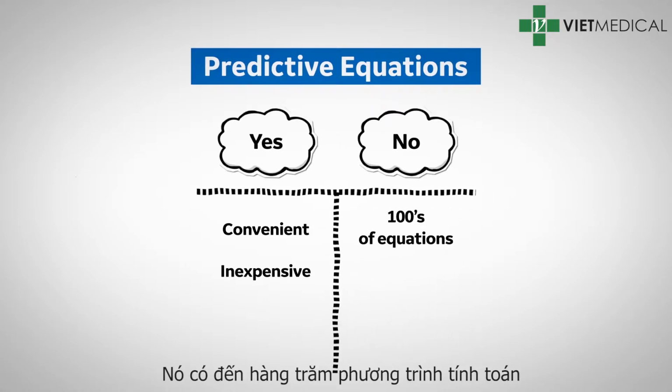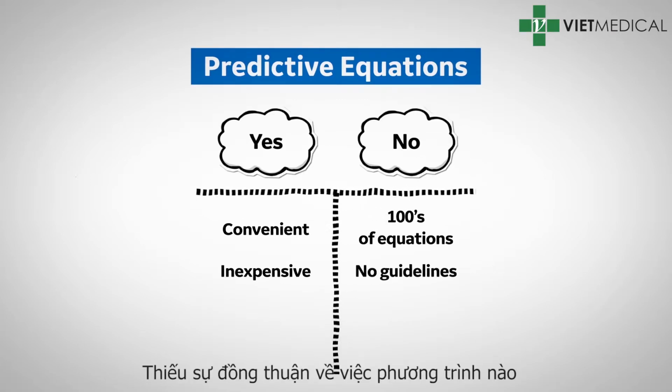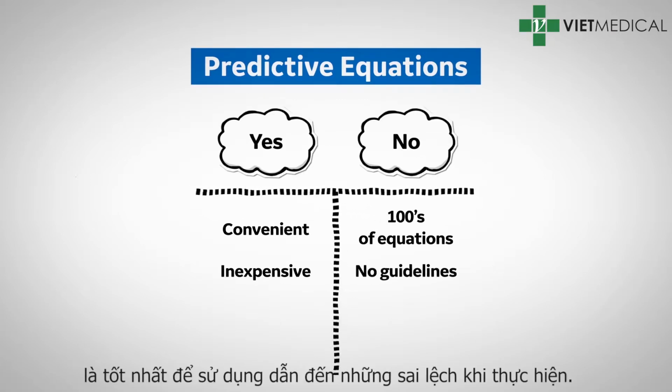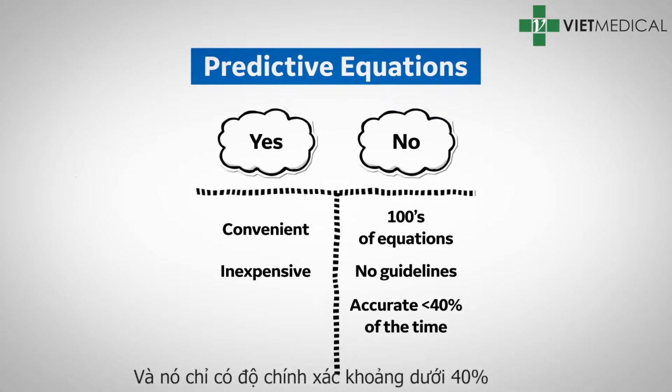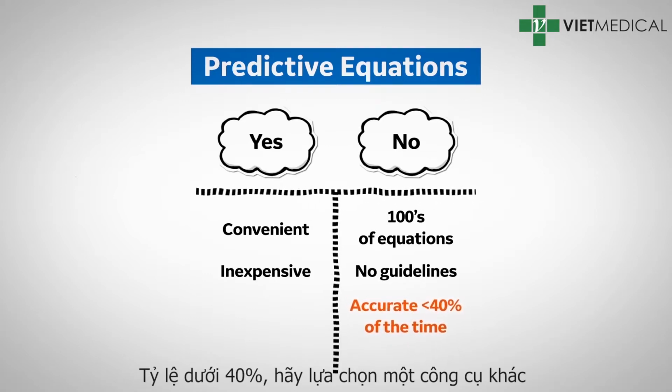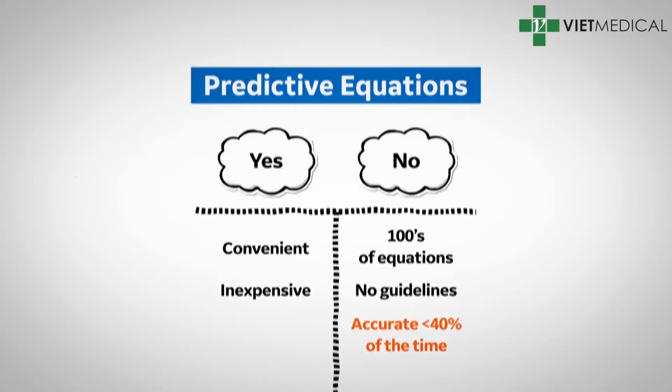There are hundreds of equations. There is lack of consensus about which equations are the best to use, which leads to significant practice variation. And they are only accurate less than 40% of the time. Less than 40%? Let's get another tool, shall we?